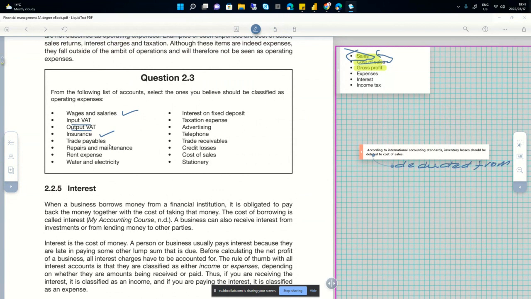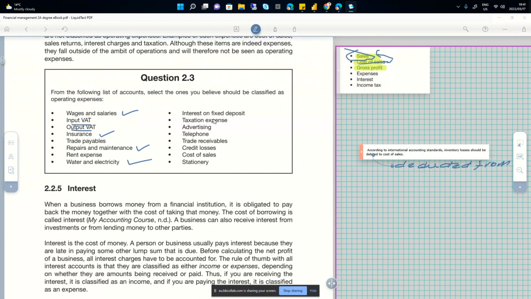Trade payable, what we need to pay to our creditors. No, that's not an expense. That's a liability, a current liability that we need to pay out. But that's not what we call an expense. Repairs and maintenance, yes, that's an expense. Rent expense, not rent, but rent expense. Water and electricity, that's an expense.